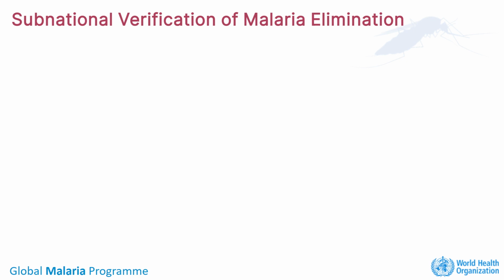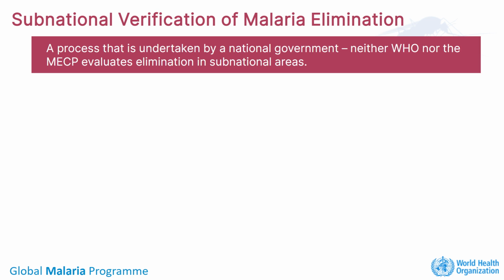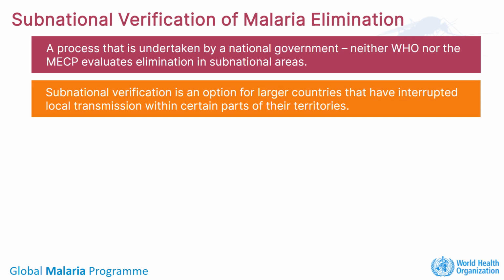Similar to national certification, subnational verification of malaria elimination is a process that some larger countries may undertake to recognize interruption of local transmission in certain parts of their country. Neither WHO nor the MECP evaluates elimination in subnational areas, but WHO recommends that countries consider this approach for several reasons. First, creating friendly competition among subnational areas to see which can eliminate first could motivate areas towards a positive outcome. Once subnational elimination has been achieved and verified, political leaders and Ministry of Health personnel may be loath to lose their status and so contribute more eagerly to the program to prevent re-establishment. Subnational elimination reinforces national commitment and advocacy for elimination countrywide.